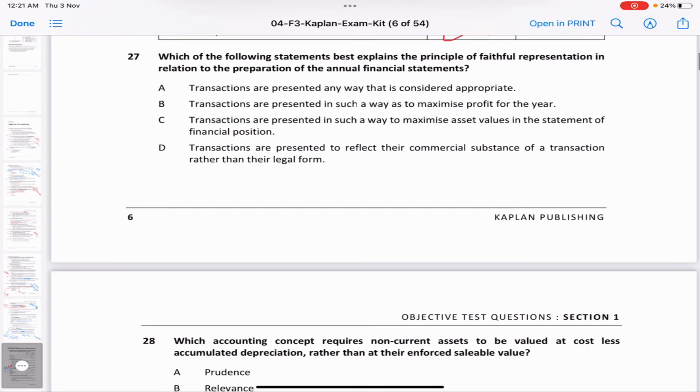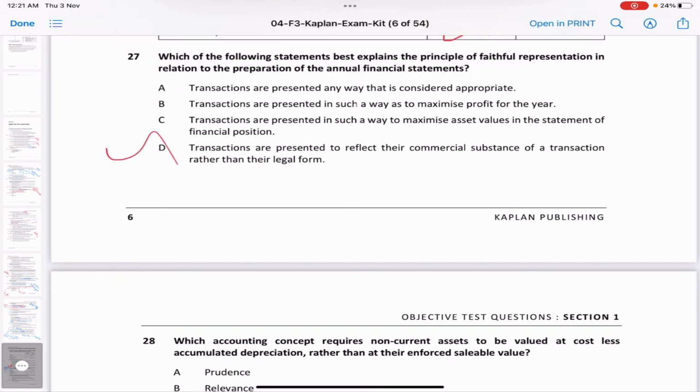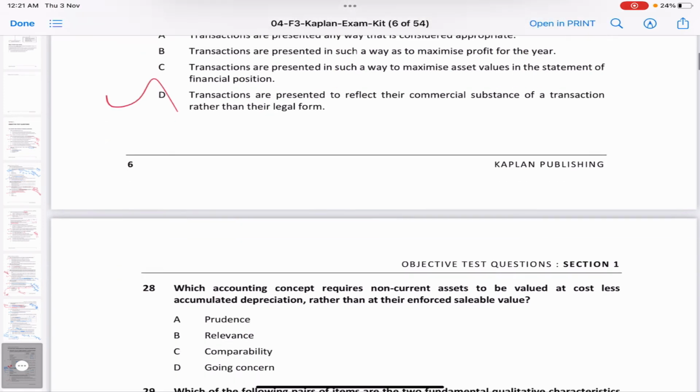Which of the following statements best explains the principle of faithful representation in relation to the preparation of the financial statement? The answer is D. This is very straightforward. Hope you can do it by yourself.